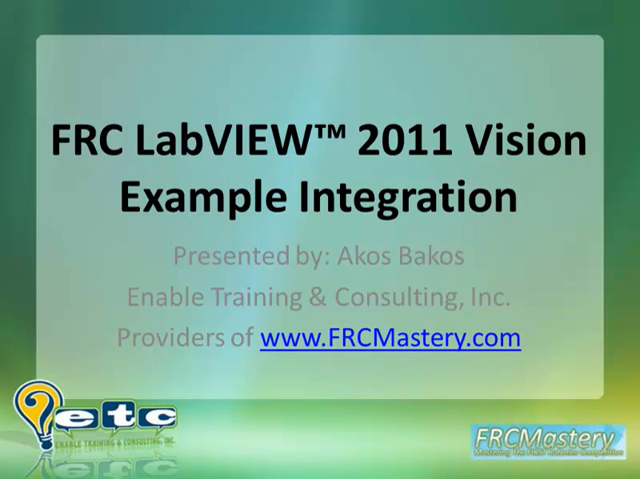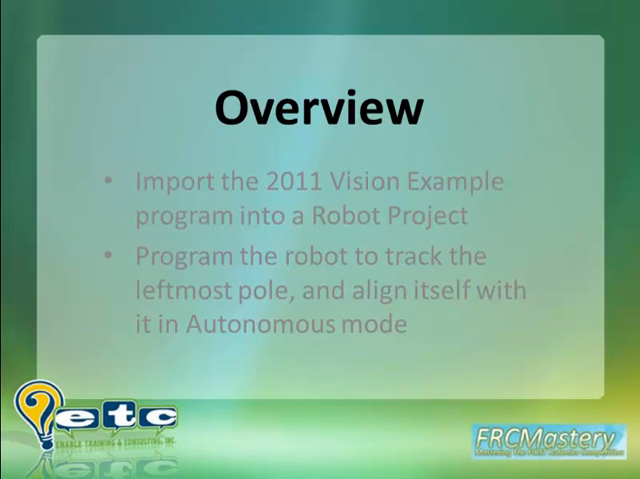Welcome to another 2011 FRC LabVIEW tutorial. In the last FRC tutorial, we looked at the 2011 Vision Example program. In this tutorial, we will be importing this code into a robot project and replacing the base autonomous code with one that tracks the leftmost game pole and aligns the center of the robot with it.